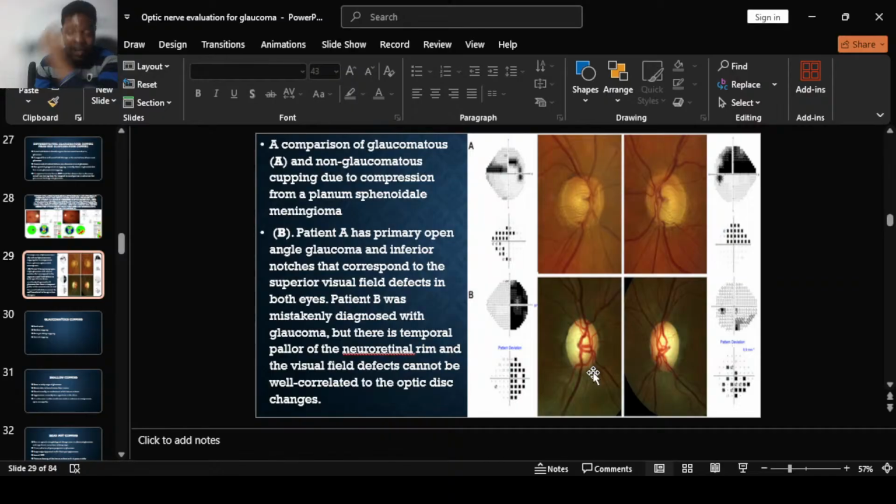So this is very, very important, because upon inspection, you are likely going to just assume that this is a large cupping, therefore it should be glaucoma. But when you do your CVF, you find that the pattern it follows is the key to let you differentiate a glaucomatous cup from a non-glaucomatous cup.